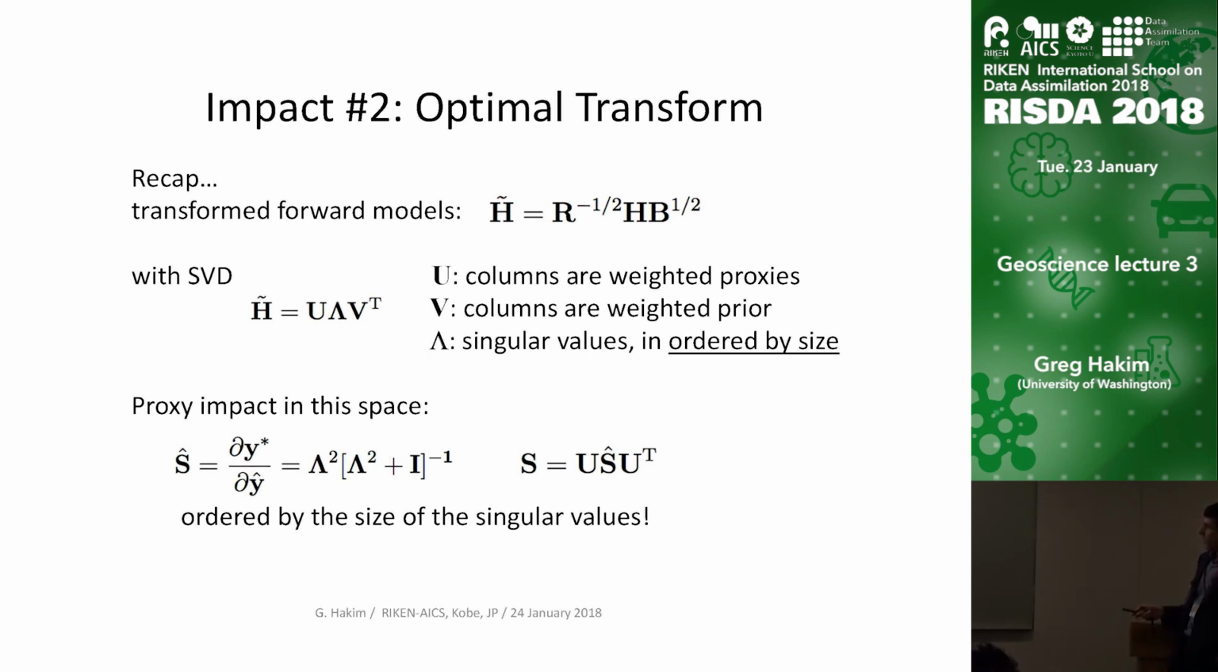And then we can get back to the original space by back transforming using that matrix which maps between the proxies in the original space, the measurement space, and the special hat space. And again, it's ordered by the size of these singular values.